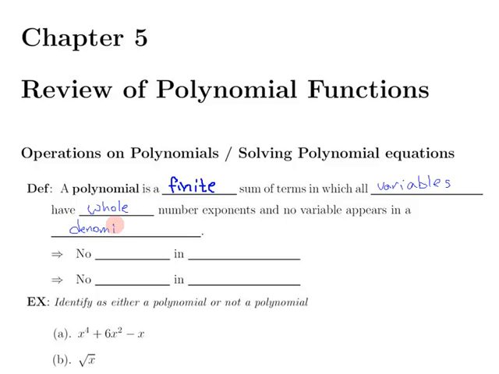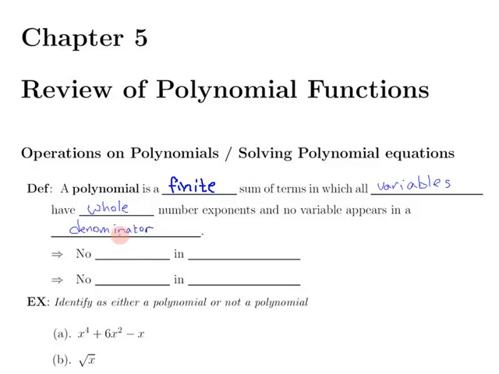So we're limiting ourselves to functions that follow nice rules. That is, if I can spell denominator while I'm talking, denominator, sorry. We're going to limit ourselves to functions that are a finite sum of terms, meaning there's a total number of terms there. It doesn't go on forever. The variables have whole number exponents, that is 1, 2, 3, 4, and so on. And the variable is never in a denominator.